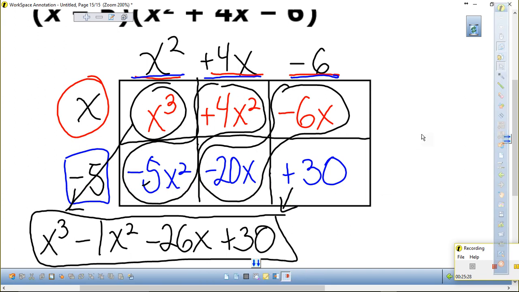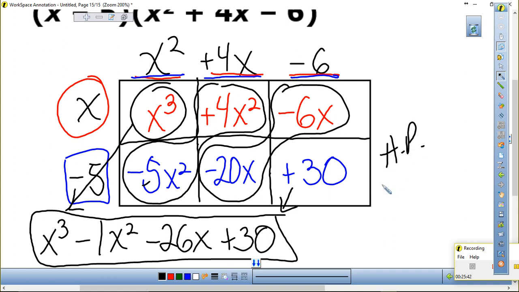Which method do you like better, distributed property or area model? Some of you like the area model, some of you like distributed because it's faster, but you can use either or. Everybody with me?